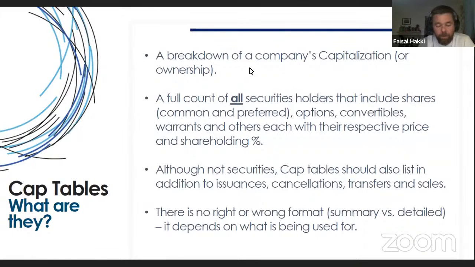The cap table can include, obviously, equity. It can include other types of securities. In the case of startups, it is usually equity and convertible debt. Although not securities, it can also include in the cap table any prior issuances, cancellations, transfers, or sales of equity or convertible debt, if that had taken place.